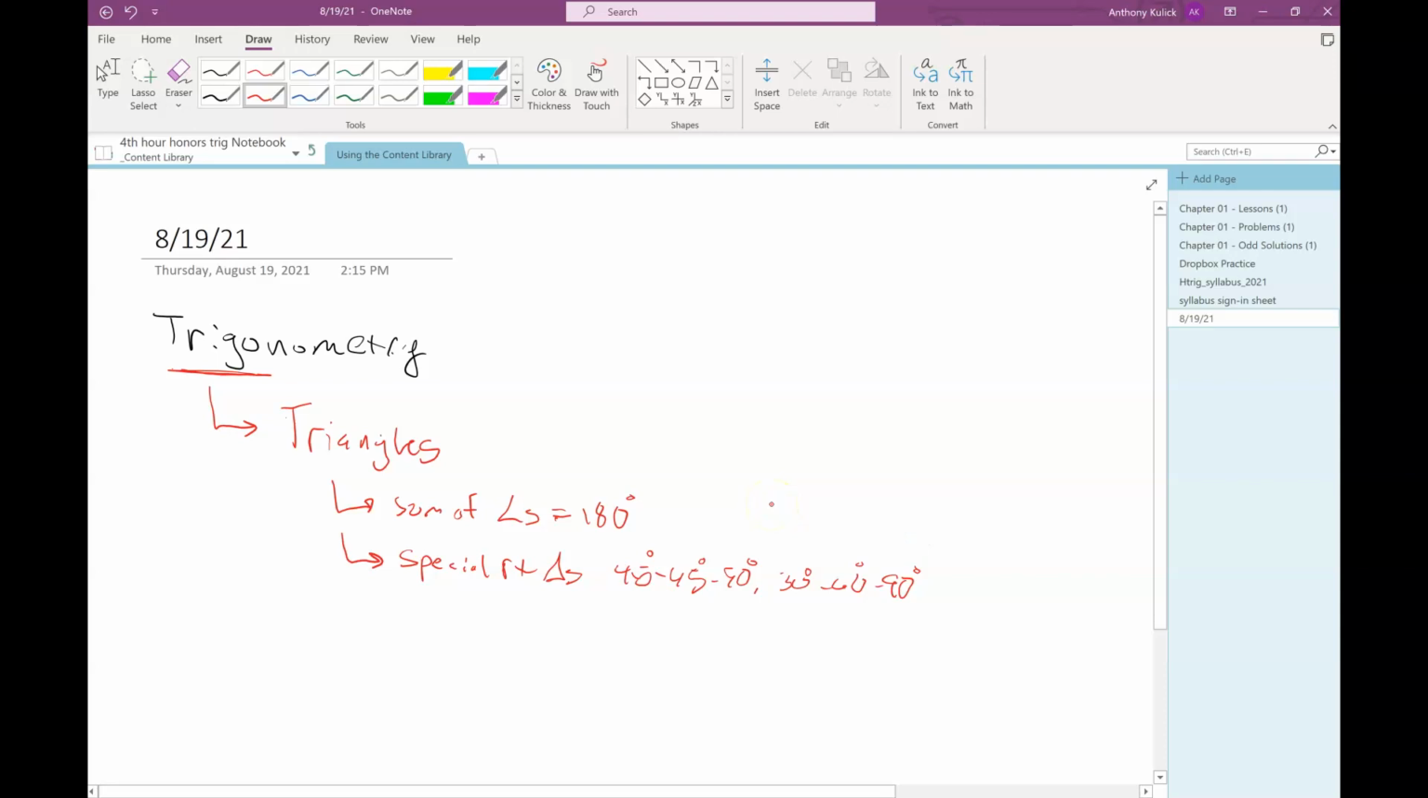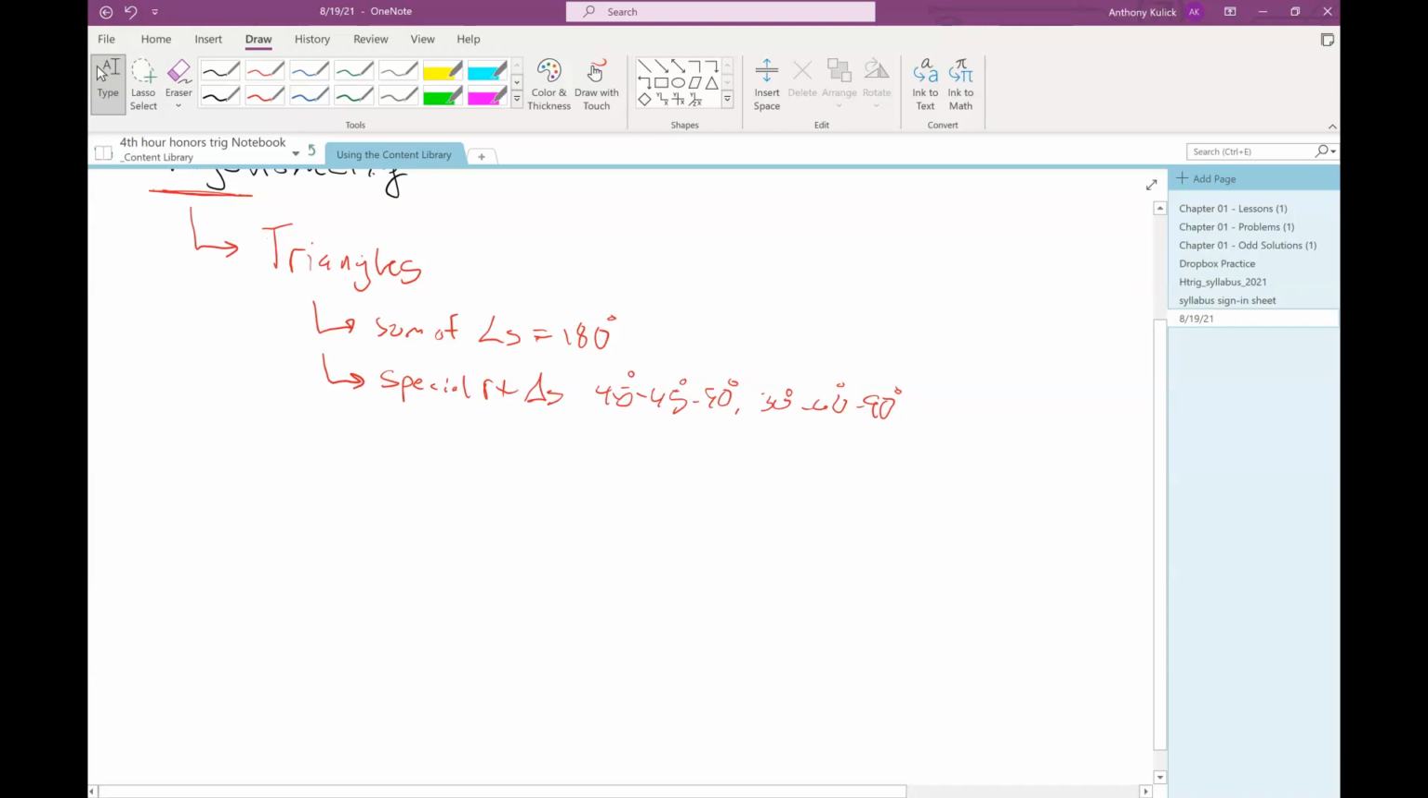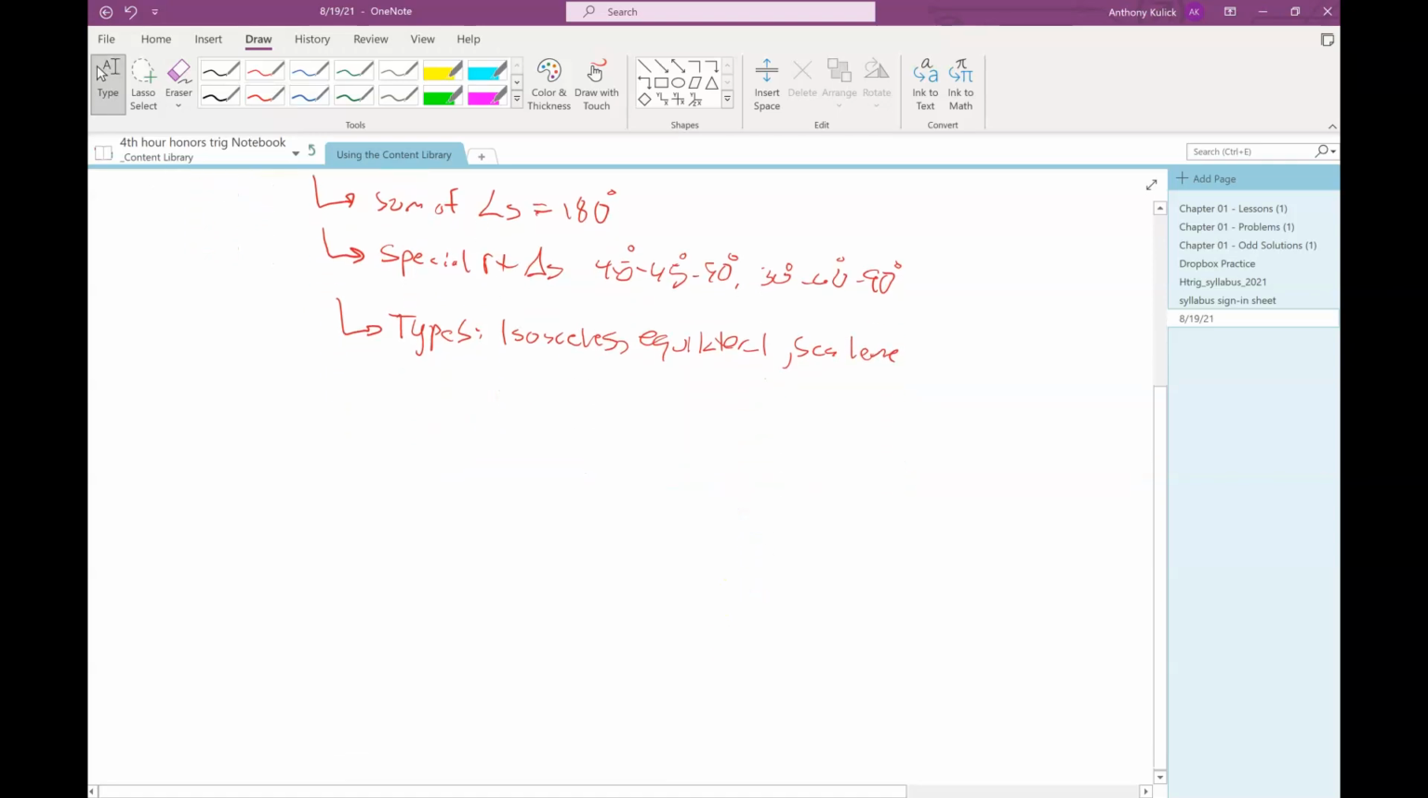What else do you guys remember? We're just making a list right now. Yes, Lexi. There's three types: isosceles, equilateral, and scalene. Okay. You said isosceles, equilateral, and scalene. I apologize in advance about my penmanship. This is what my penmanship looks like. If you can't read anything, it's totally fine to ask what does that say. I don't blame you at all.